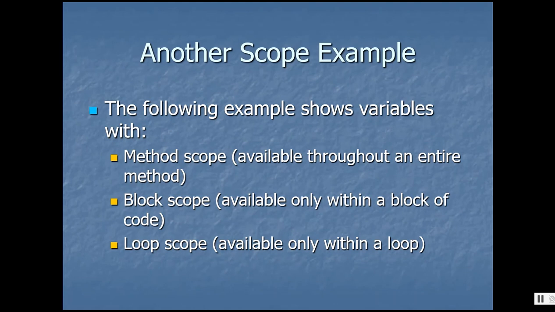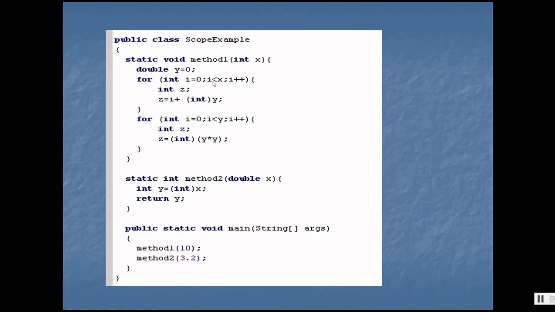Here's another example, which is going to give you an idea of method versus block versus loop scope. So here we have an example. We have method 1, method 2, and main. And here main would be calling method 1, and then when method 1 terminates, it would be calling method 2.